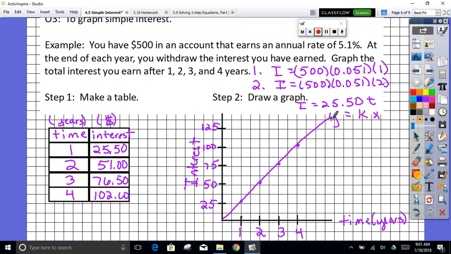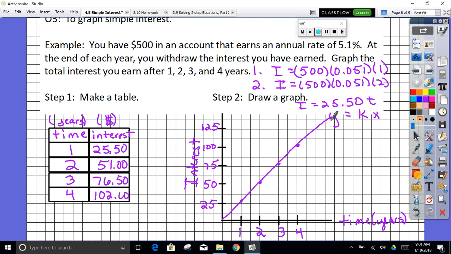Now, I should tell you, in the real world, this is based on simple interest. Most people do not withdraw their interest. If they have a savings account, they leave their interest in the account. So if they leave it in the account, it's not going to be a straight line. It's not going to be a proportional relationship because the amount that's in the account will change every year. The principal will change. So it will actually grow a lot faster. It's called compounded interest because your money grows faster if you leave your interest in there.